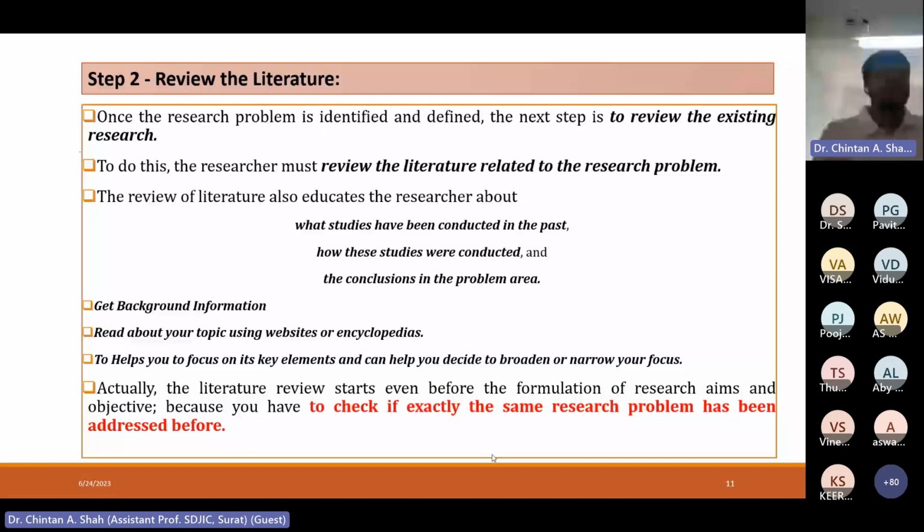So get background information. I'm totally unaware about what is investment, what is academician, how to define pattern. I want to do research on this particular topic, but I'm totally unaware. So if I want to know the background information, I have to collect the review of literature and do a serious review of literature. Read about a topic using different available sources to check if exactly the same research problem has been addressed before or not. Yes, it is already available.